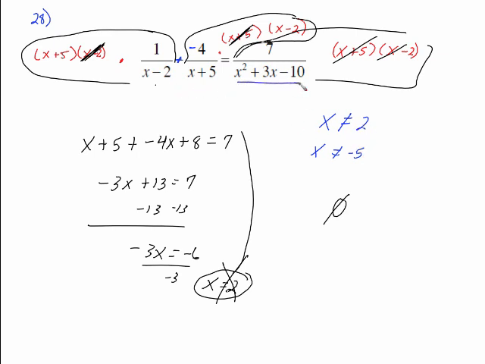Why didn't I look at this one? Well, this one, remember, factored as x plus 5 times x minus 2. So I've already got that one covered. So that's the other way to go, is to know from the beginning what your restrictions are.